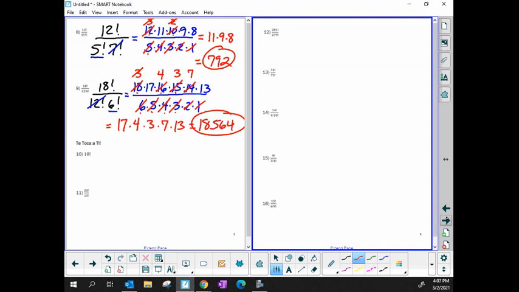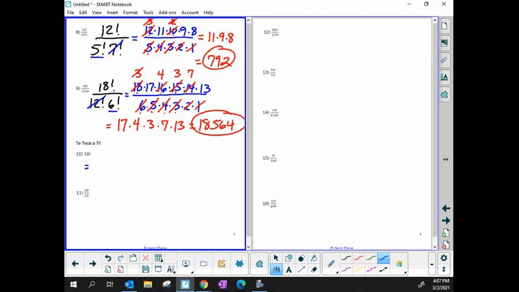All right, number 10, 10 factorial. So there's no fraction here. There's nothing to cancel out. So 10 factorial just means I'm multiplying all of the numbers starting with 10, going all the way down to 1. So that's 10 times 9 times 8 times 7 times 6 times 5 times 4 times 3 times 2 times 1. We multiply those together.